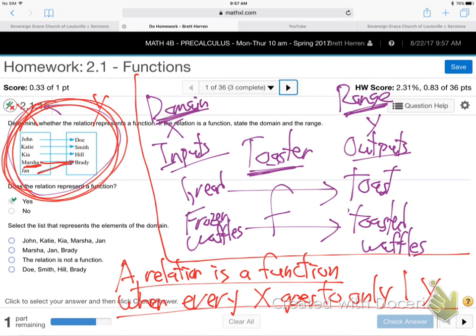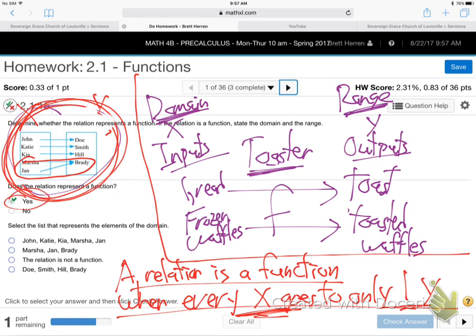It's Brady. Well, how about Jan? How many Y's does she go to? One. So it's okay to have two X's going to the same Y. What would not be okay is if John also had another last name, Doe or Jones. That would make it not a function kind of relation. Does that make sense? That would violate this rule. That would be an X going to two Y's instead of to only one Y. It's fine if two X's go to the same Y. We're not saying anything about that. This is okay. We just don't want one X going to two Y's. So this one's a yes. That's why I checked the yes there.